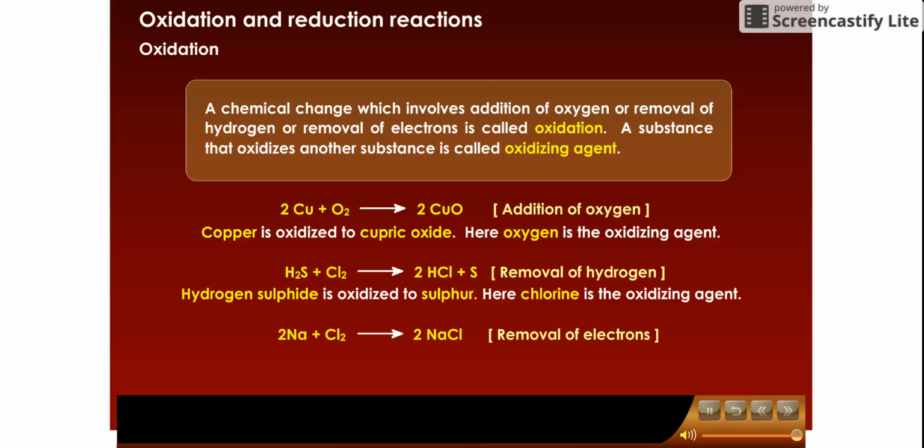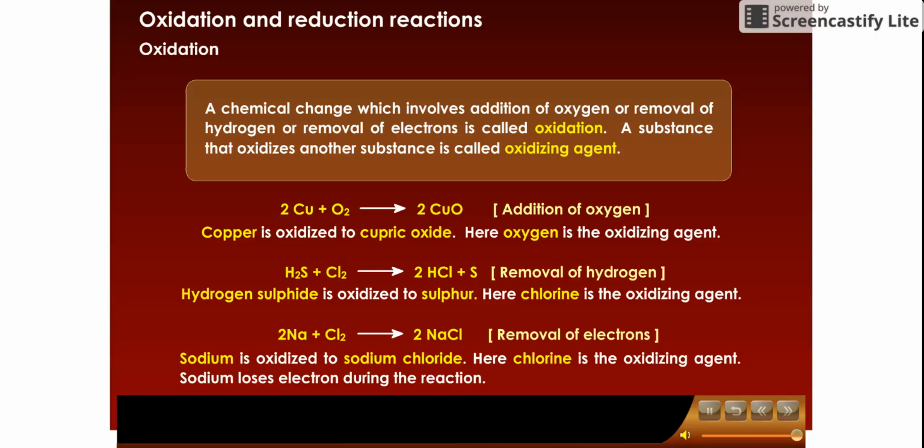2Na, sodium, plus Cl2, chlorine, gives 2NaCl, sodium chloride, by removal of electrons. Sodium is oxidized to sodium chloride. Here, chlorine is the oxidizing agent. Sodium loses an electron during the reaction.